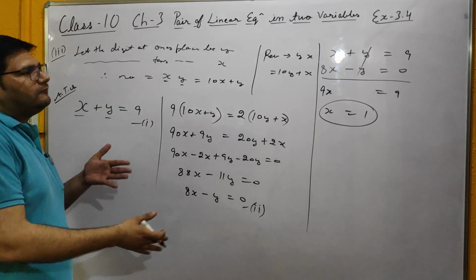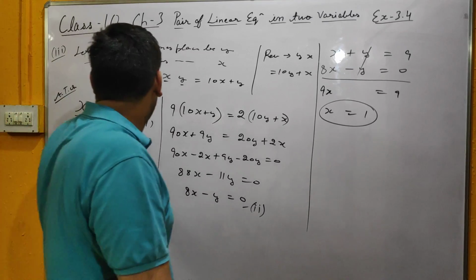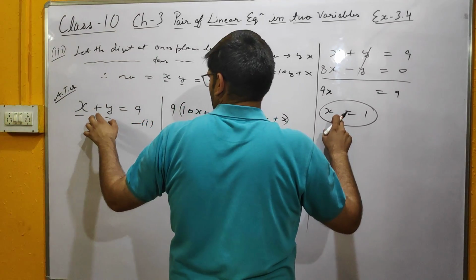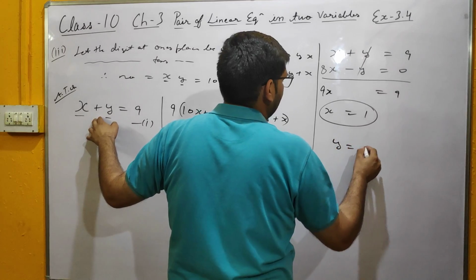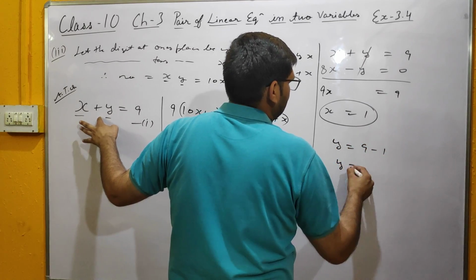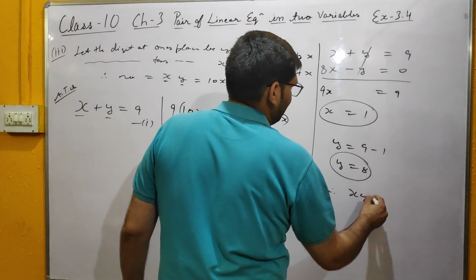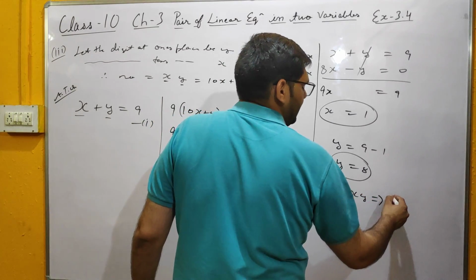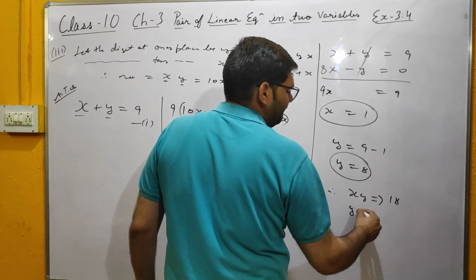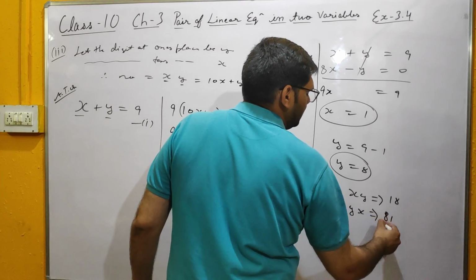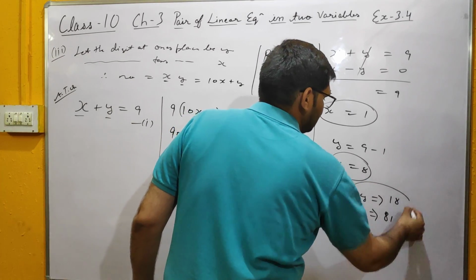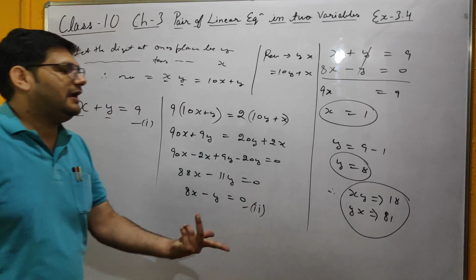Simple. And how to find the value of y? Put x equals 1 in this equation. So y will be equal to 9 minus 1. So y equals 8. So y is 8. Therefore, the number is what? xy. You can say the number is 18, or if you are reversing, yx, then it is 81. So both of these are the answers, 18 or 81.